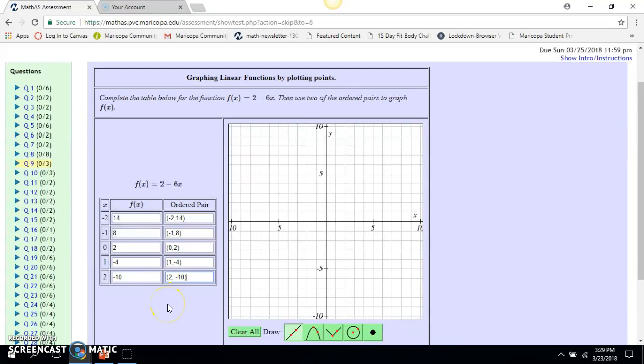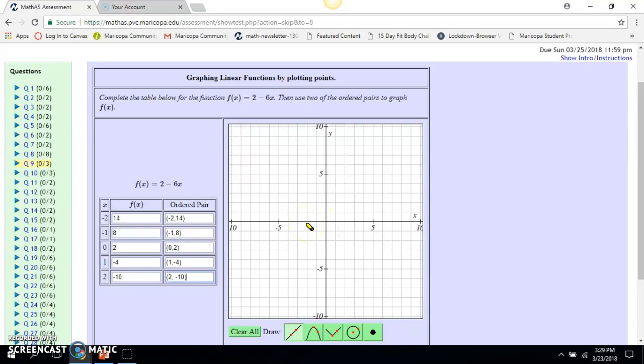Now, after that, we would plot the points on our graph. Many of us saw that if we plotted all of the points, for some reason our line was marked as being incorrect. Notice how up here it says just to use 2 of the ordered pairs to graph f of x. This is just a certain limitation of the way that the Math AS system is programmed, and it only allows you to plot 2 of the points. So you can choose any 2 points that you want.